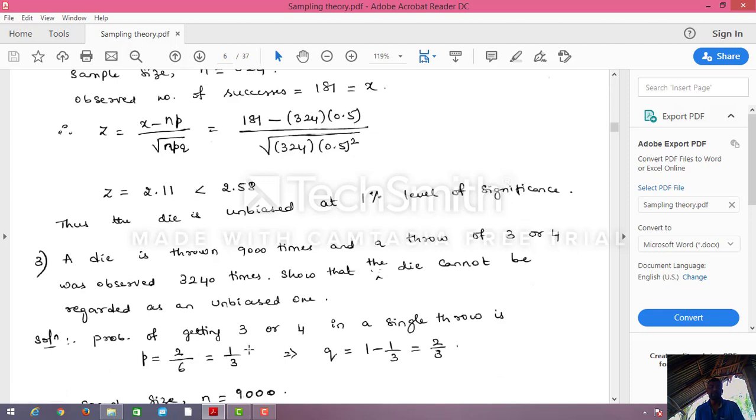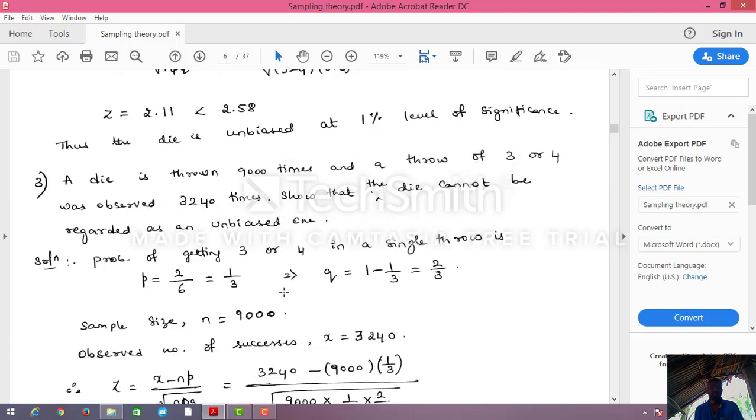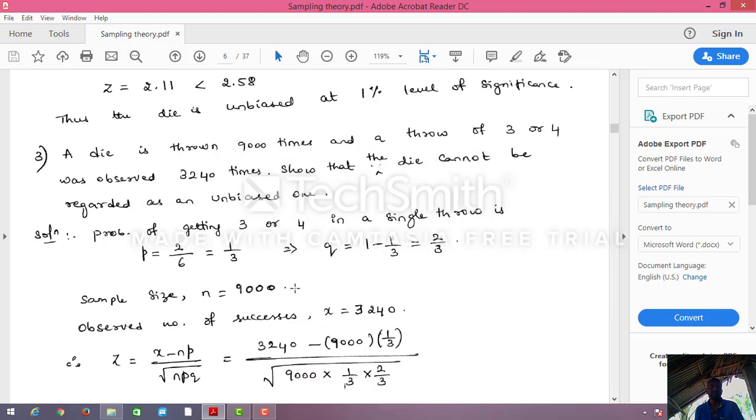When P is 1 by 3, Q equals 1 minus P. 1 minus P is 1 minus 1 by 3. That is nothing but 2 by 3. Now here, what is the sample size? Sample size should be 9,000 here. That is N. Number of successes, what is that here? Observe that 3,240 times you are getting that one. So X is 3,240.